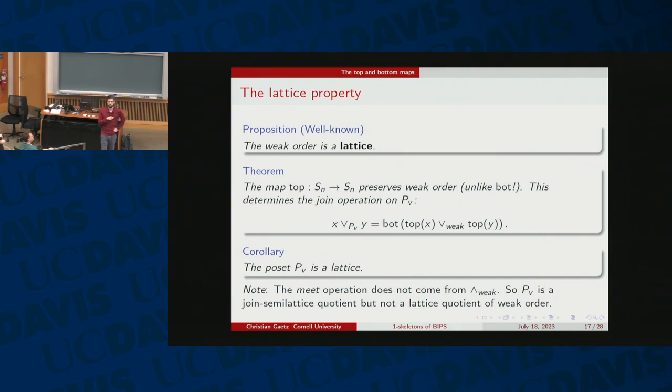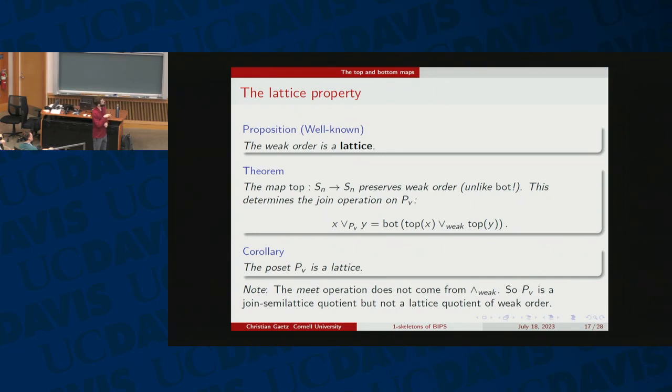So this is an interesting property that this top map possesses, and this allows us to, in fact, explicitly describe what the join relation is in this thing that we now know as a lattice, PV. What you do is you take x and y, the things you want to take the join of, you take the top of both equivalence classes, you take their join in weak order, and then you take the bottom of that equivalence class. Because this join exists, this poset is a lattice.